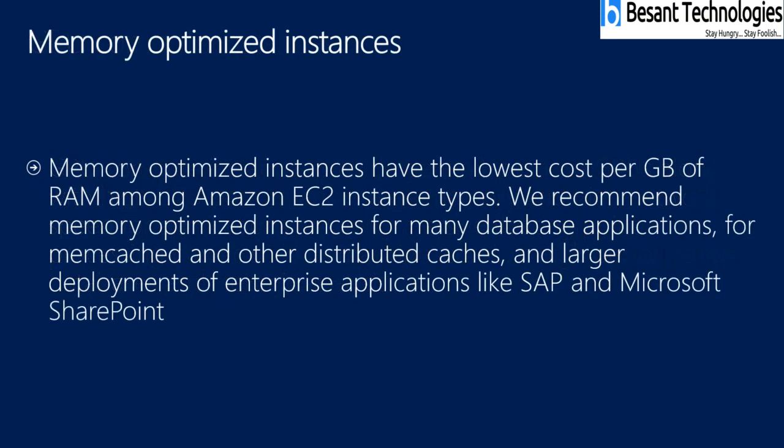Memory optimized instances. Memory optimized instances have the lowest cost per GB of RAM among Amazon EC2 instance types. We recommend memory optimized instances for many database applications, for memcached and other distributed caches, and larger deployments of enterprise applications like SAP and Microsoft SharePoint.